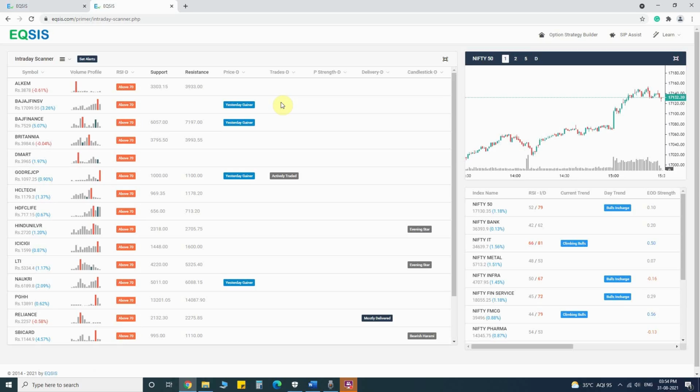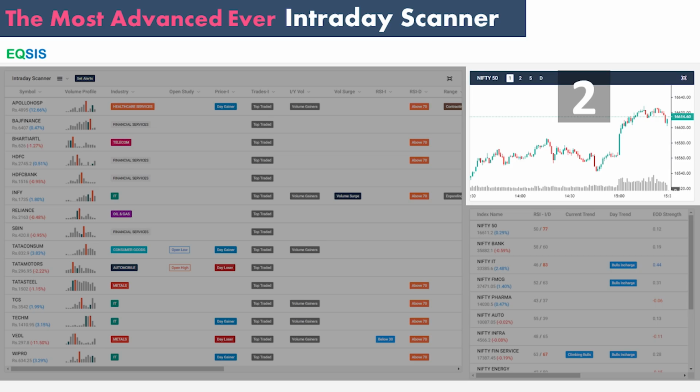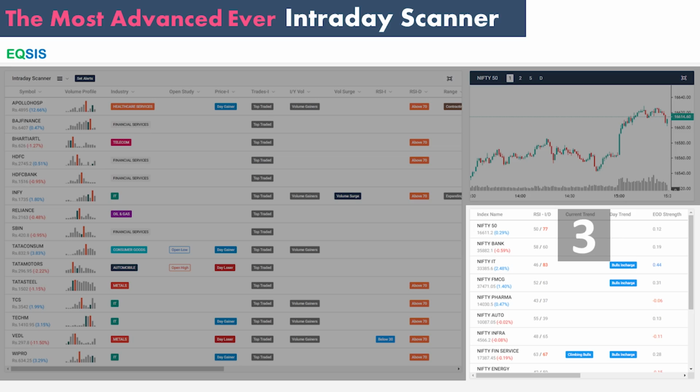Coming back to this particular tool, you see there are three broad sections. The first is the stock table itself. The second is the chart, which displays the price behavior for the particular day, and consists of 1 minute, 2 minute, 5 minute and daily frequencies. And the third section is the display of the index.